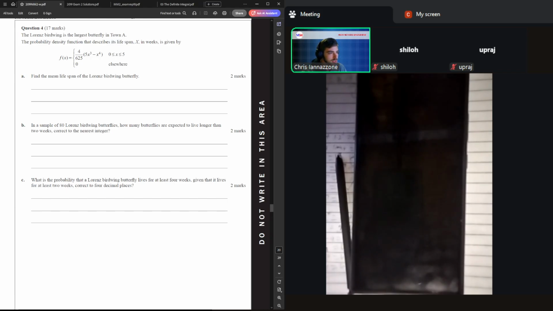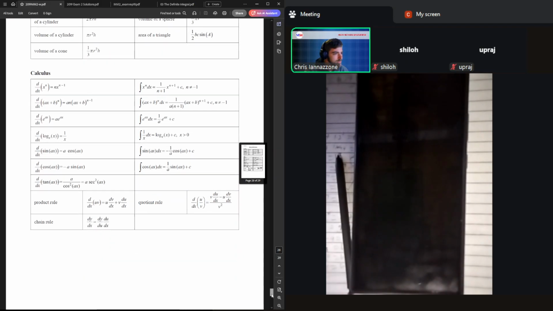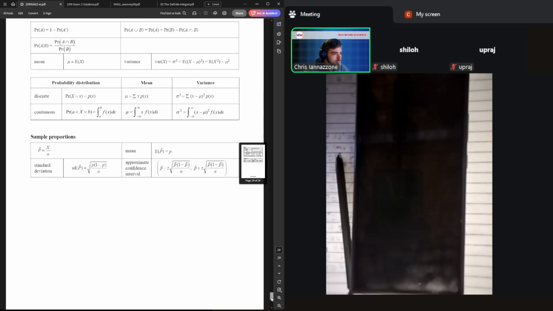But double check your formula sheet if you need to, or even your notes because it's tech active. Pretty sure it's definitely in there. Mean of this probability type. But let me double check. Yep, definitely there.